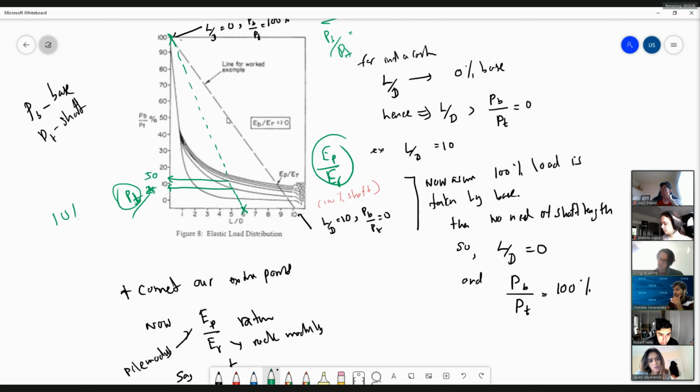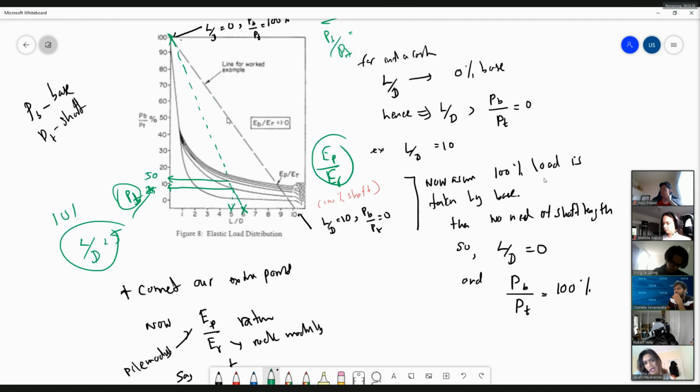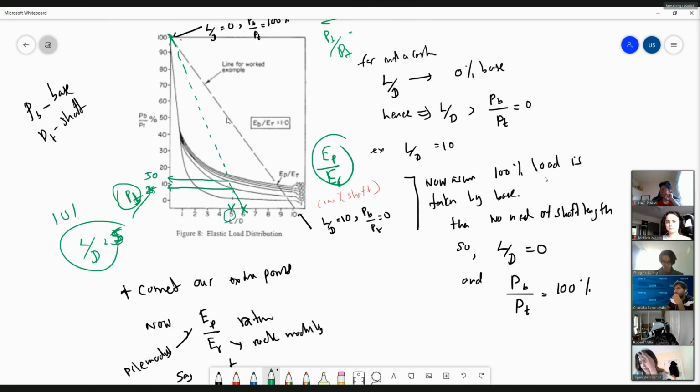Then the final length will be nearly maybe L over D means just like a 5 optimized length. From this one, I think, if I draw correctly, nearly 5 point something, not more than 5.2, 5.4.